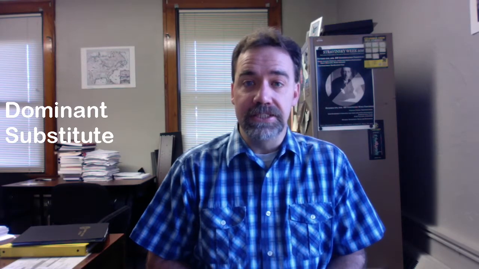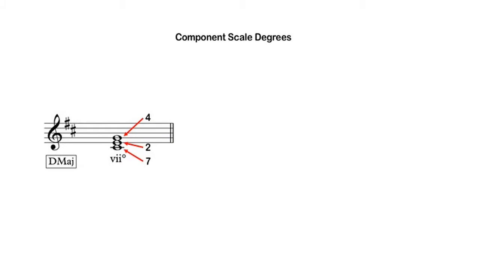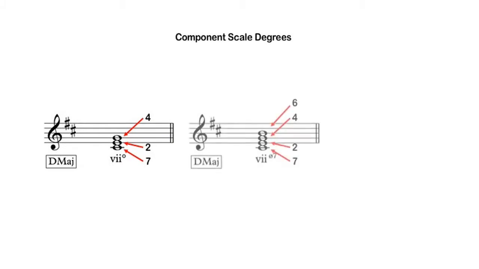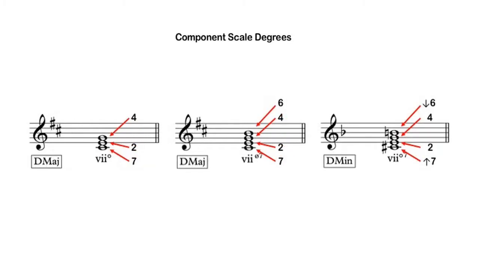We can think of these as being dominant 7th chords or dominant 9th chords in which the root of the chord, scale degree 5, has been removed. So they would consist of, if it's a triad, scale degree 7, 2, and 4, and if it's a 7th chord, scale degree 7, 2, 4, and 6, and if we're dealing with the minor mode, that 6 will be the lowered 6th scale degree.